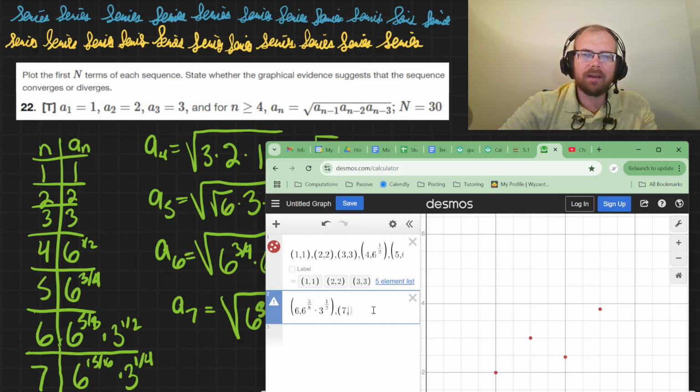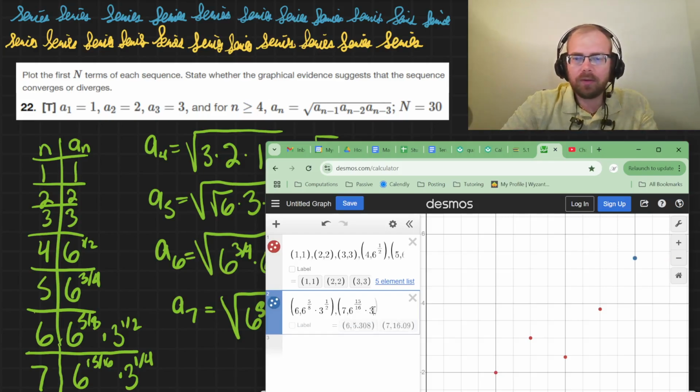Oh wait, we already have 7. What am I doing? So 7 is 6 to the 15/16 times 3 to the 1/4. Okay. Then next we would have basically the square root of the 3 previous terms, right?